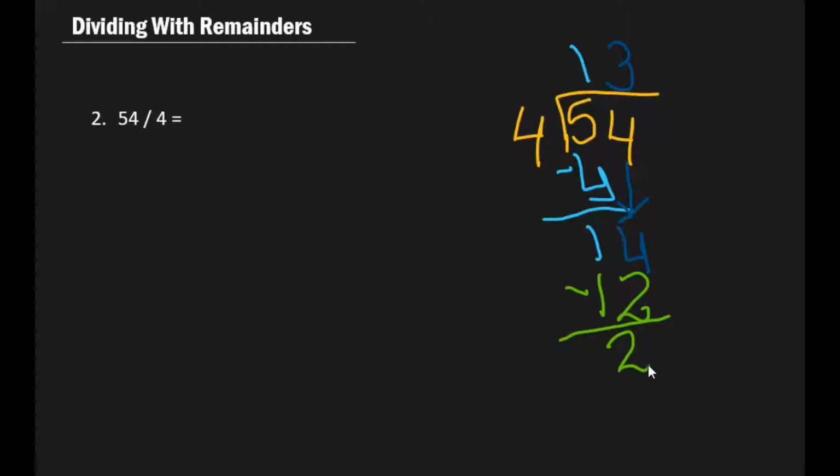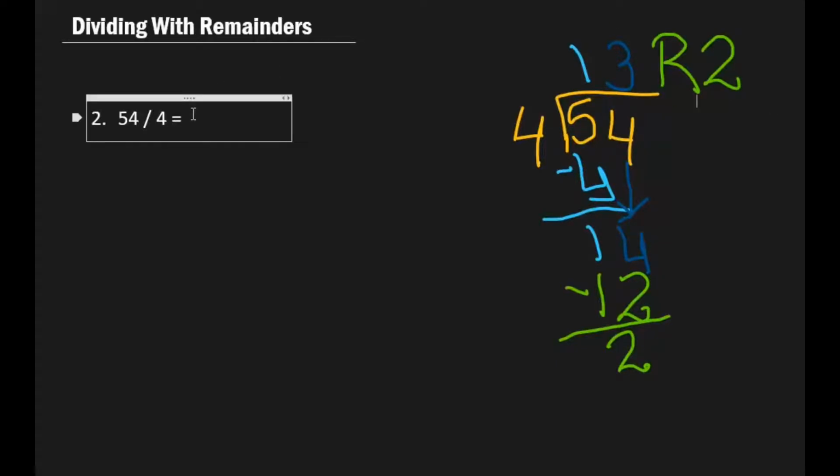So our remainder is 2. All we're going to do is write an R up here and a 2 next to the R. So our answer is 13 with a remainder 2. We're going to type in our answer, 13 with a remainder 2. Let's go to the next question.